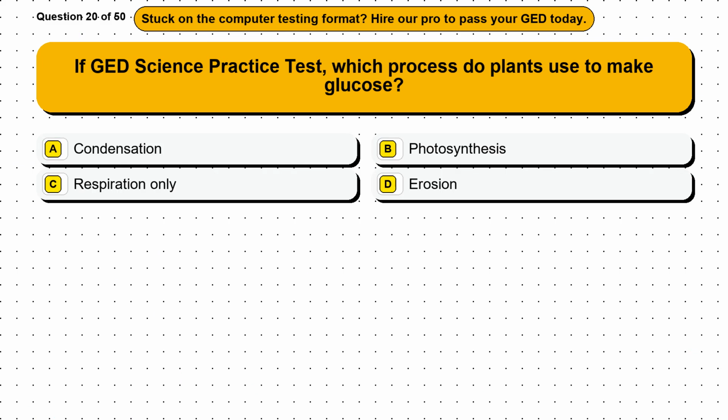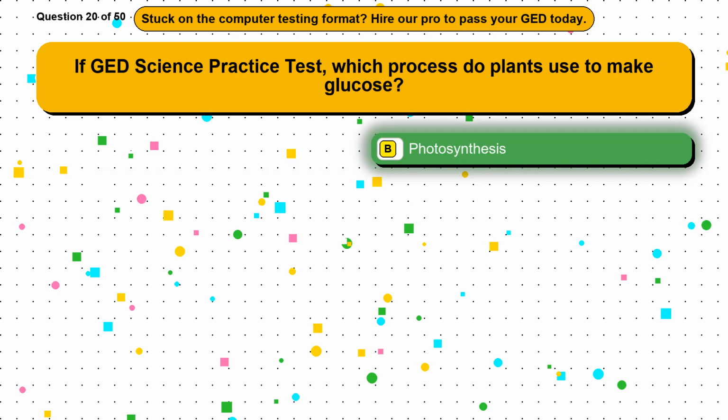Question 20. If GED Science Practice Test, which process do plants use to make glucose? Option A, condensation. Option B, photosynthesis. Option C, respiration only. Option D, erosion. The correct answer is option B, photosynthesis.